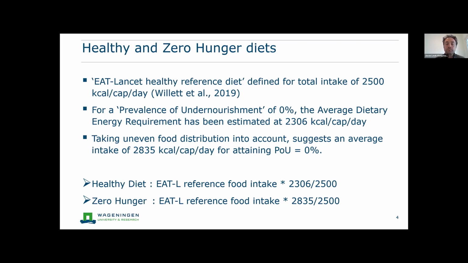So we have a zero hunger diet, which is then higher than this 2,500. We're looking at these two extremes, where even including these differences in what wealthy people would be consuming versus poor people, where certain people would be consuming too much, this 2,800 average would still be enough so that there would be no hunger. So these are the two scenarios that we're looking at as alternatives to the current diet.